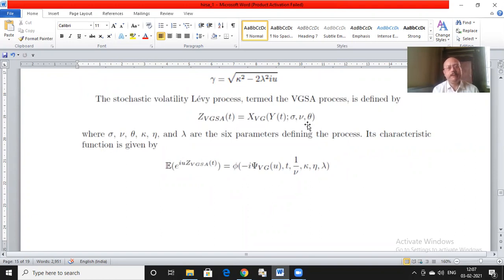The characteristic function, if you do the same kind of work, can be written as phi of minus i psi VG at u. So this is the characteristic function for VG, psi VG. This we know from before. 1 by nu is the intensity, and this kappa, eta, and lambda are all coming from the CIR process.